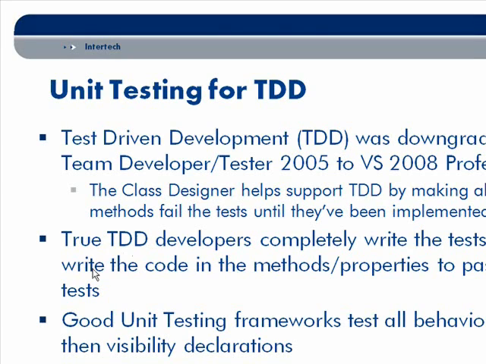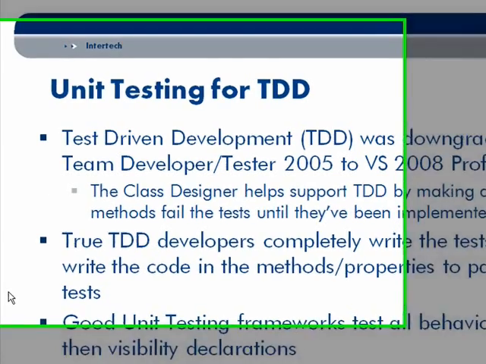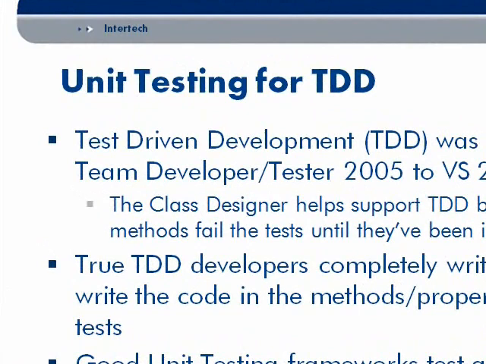And of course, true test-driven development developers, if you will, always write their tests first, and then they go right to code in their methods and properties to pass all those tests. Okay? And of course, good unit testing frameworks will always test all possible methods and properties no matter what their accessibility is, if it's public or private or internal or protected internal.